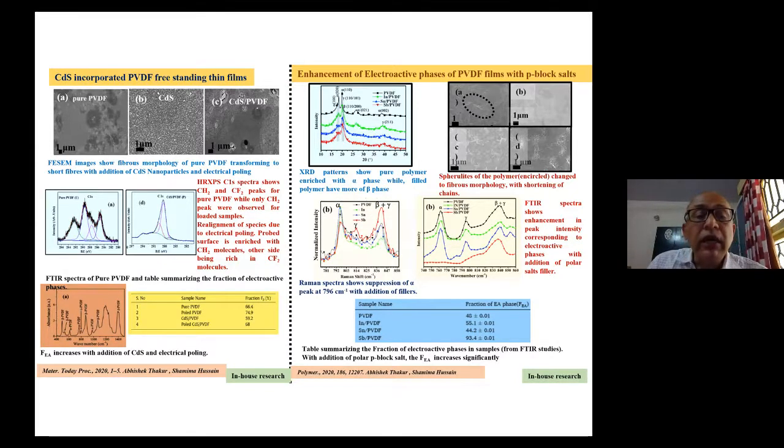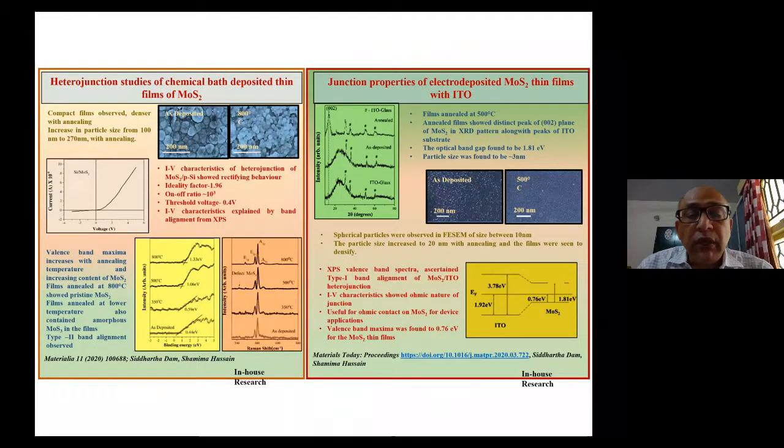This is in-house research. And the other student of Dr. Shamima Hussain, Siddharth Dham, is working on MoS2 films, the transition metal chalcogenides. Here he has first of all synthesized these freestanding films. So here you see they are deposited and annealed. He is showing that some compact films are observed and they are dense with annealing. He has also done the IV characteristics, and he has also tried to interpret the measurement using the band picture. And he has found that type 2 band alignment is observed for this kind of films he has grown. And this is published in Materialia 2020.